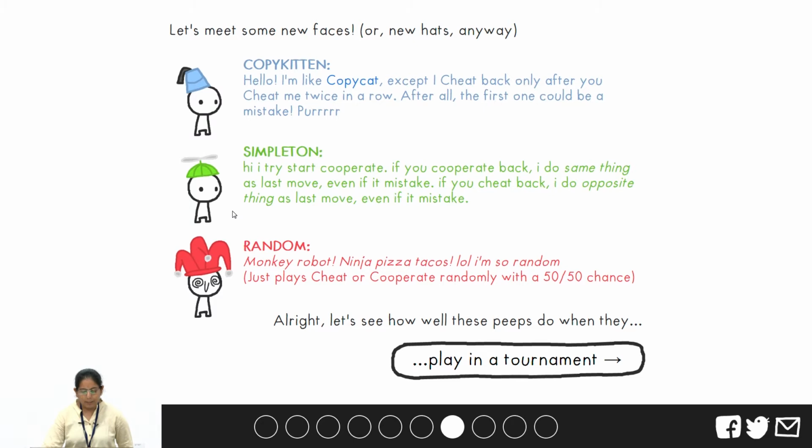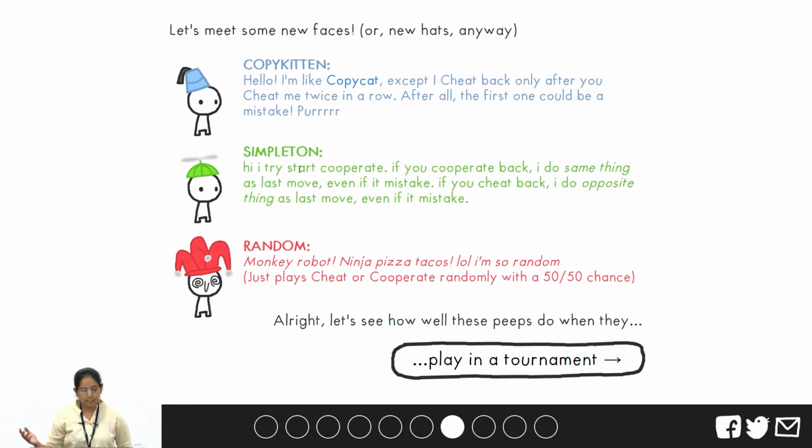Personally, for me Simpleton wasn't that simple to parse out, but at the same time the name is probably because it's a blind strategy. It's not putting serious thought into what it's doing.